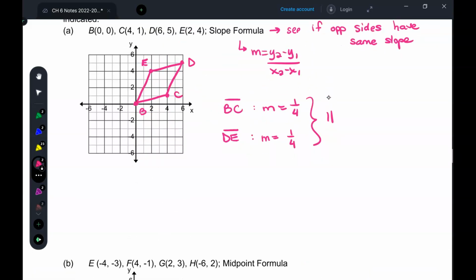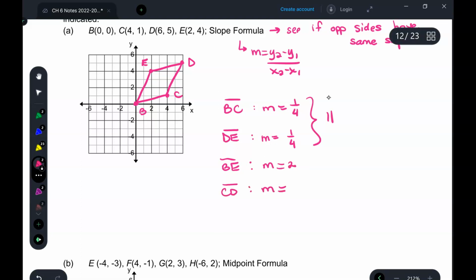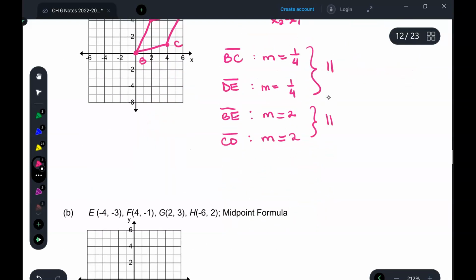So let's check BE. What's the slope for BE? We can go up 1, 2, 3, 4 over 2. So 4 over 2 will give us a slope of 2. And we want to see if it matches with CD. Does CD also have a slope of 2? 1, 2, 3, 4 over 2. Yep. Okay. So, yes. It's a parallelogram.